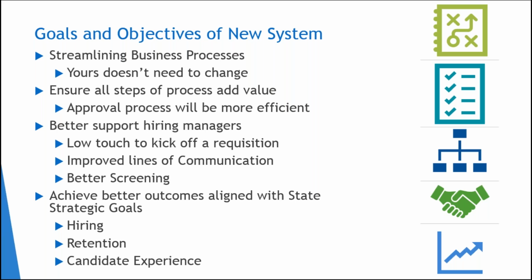We wanted to make sure that when we changed our business process and evaluated new systems, all the steps of the process added value. One of the things that came up was that the approval process be more efficient for everybody, so that when a requisition is originated, it gets through the system quickly to the ultimate goal of getting it out there, public and posted, so that people can apply and you can get somebody hired.